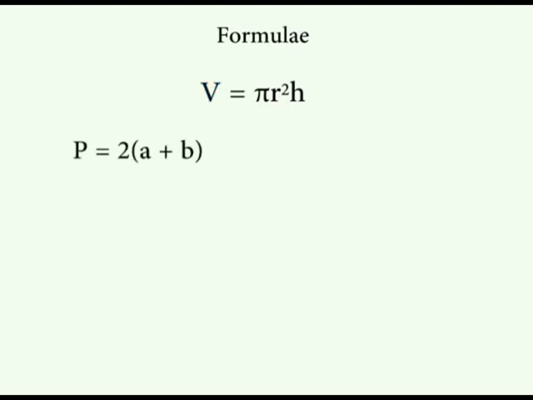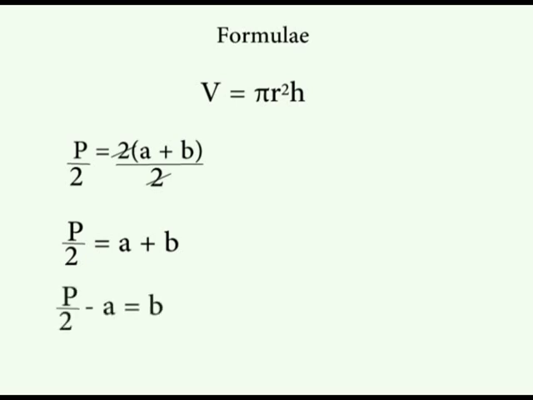Any of the variables can be made the subject of the formula. Consider P = 2(A + B). We can make B the subject of the formula. First, we divide both sides by 2, and so we shall have P/2 = A + B. And then we subtract A from both sides and we shall have P/2 - A = B. And this is the same as B = P/2 - A.